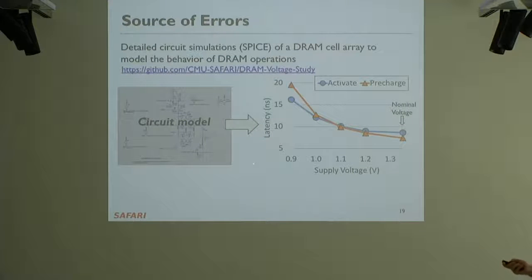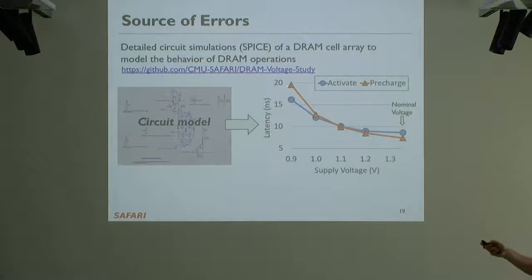Essentially, this is supply voltage on the x-axis, and this is the latency for activate and precharge that we changed. And this plots the reliable latency that you need to use to get no errors. So if your supply voltage is 1.35, that's nominal voltage, you use the latencies that are specified. Basically, you can operate at low latency because you have high voltage, right? Your charge sharing is faster.